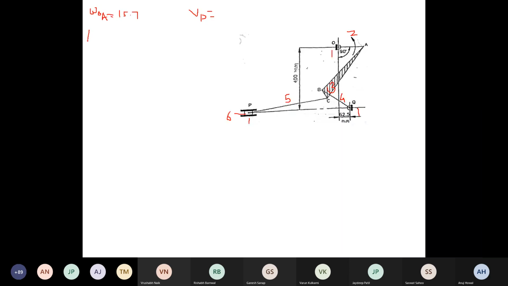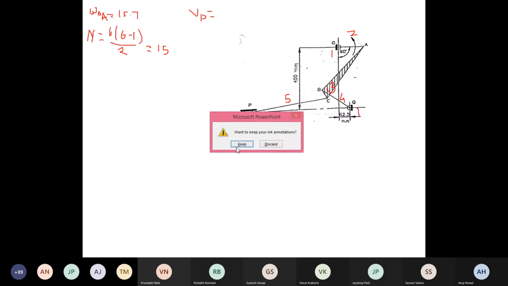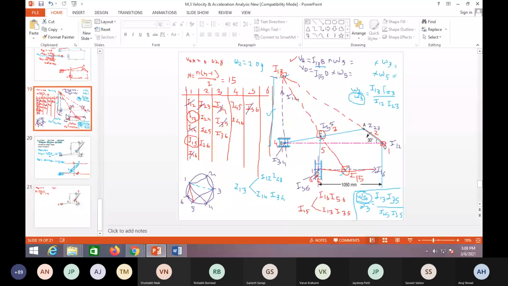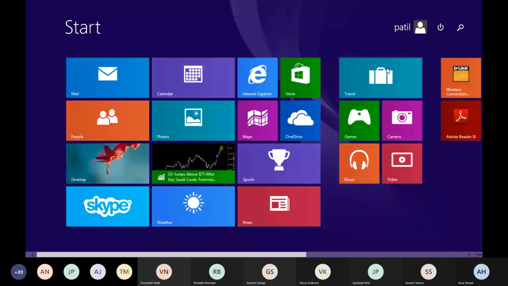Sir. I have to find out the number of ICRs. How many ICRs you will get here? N is equal to number of links are 6 into bracket 6 minus 1 divided by 2, means how many ICRs you will get here? Again same 15, correct? Okay. Now you will get the 15 number of ICR. You have to make a table here. Again, it is similar to the previous one. I will not repeat here.